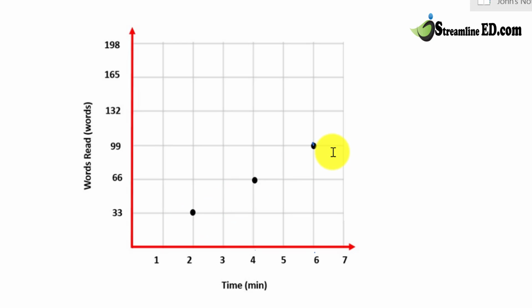Well, let's look at this graph. Here we have this graph right here. And from this graph, we have to determine if there is a relationship between the two variables. In this case, it is between time and words read. The units we're looking at are minutes and words. So we look at this graph.